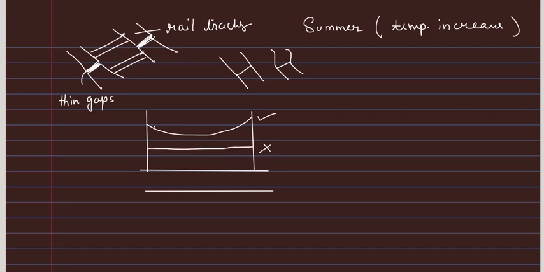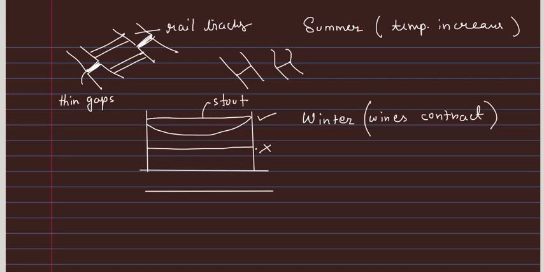No. The reason they're attached like this is that during the winter, when the temperature decreases, these wires contract, and when the wires contract, they become stout like this. So if they're already kept stout, during winter they will further contract, but since they're already stout, they will not be able to contract any further. So what will happen is that the wire will snap from the middle.